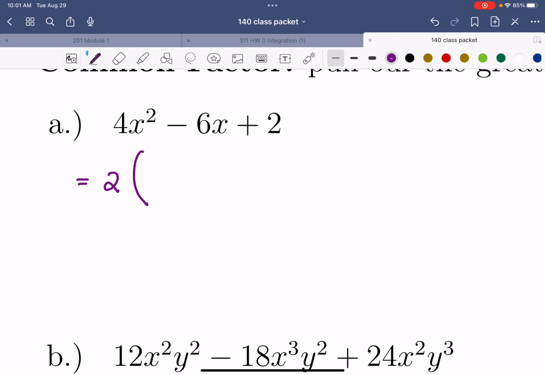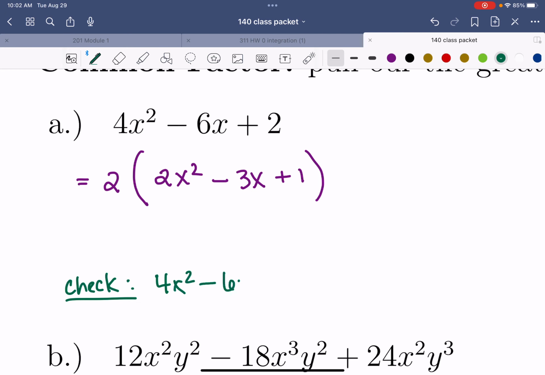So if I take 4 divided by 2, that's going to leave me with a 2 and an x squared. If I divide the negative 6x by 2, that's going to leave me with a minus 3x. And if I divide that plus 2 by 2, I'm left with plus 1, right? And you should be able to check it because if you distribute your 2, you should get exactly what you started with. So a quick check. When we distribute it, you do get 4x squared minus 6x plus 2, and it's exactly what you started with.